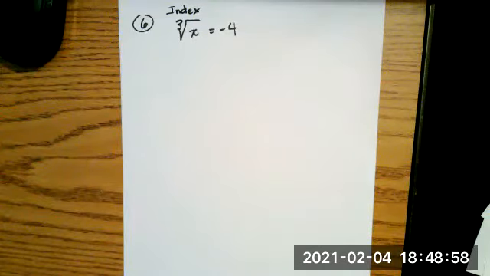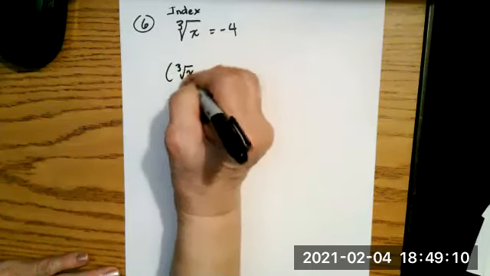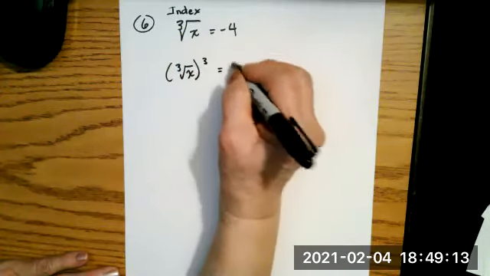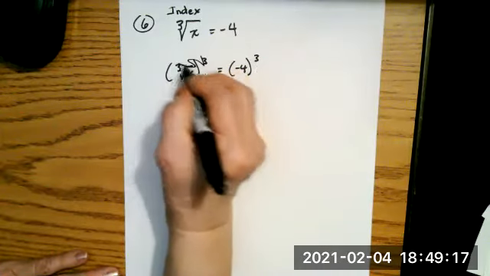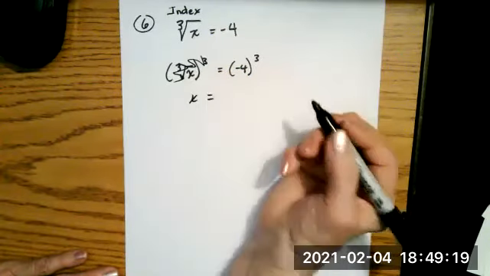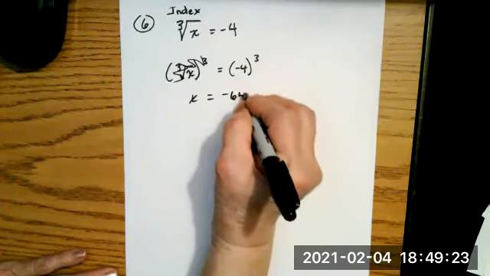So instead of squaring both sides, what would I do? Cube it. I would cube both sides. So I have the cube root of x, and I'm going to cube it. -4 cubed. That's going to take that off, and I just have x. And -4 times -4 times -4 is -64.